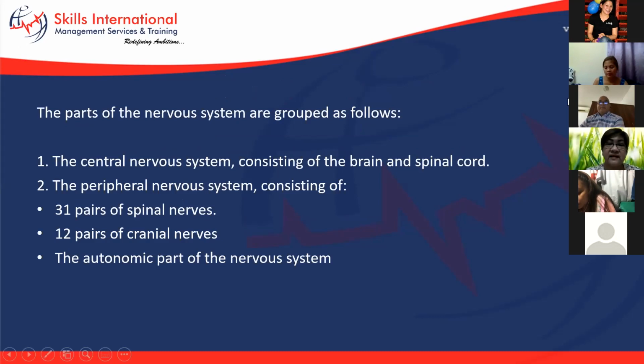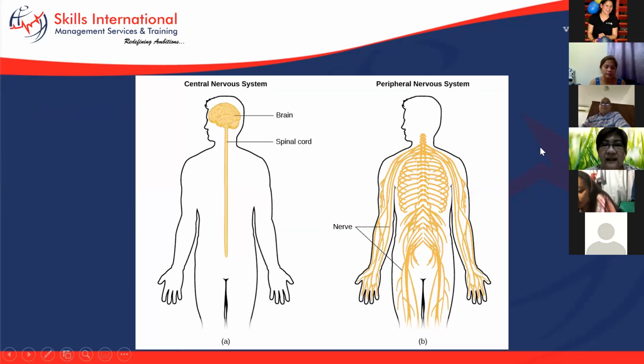The parts of the nervous system are grouped as follows. The central nervous system consisting of the brain and the spinal cord. The peripheral nervous system consists of 31 pairs of spinal nerves, 12 pairs of cranial nerves, and the autonomic part of the nervous system. Tignan natin sa diagram. Okay, so ito yung ating central nervous system and on the right is the peripheral nervous system. To the left, sabi natin, it consists of the brain and the spinal cord. Okay, so yung ating peripheral, doon sa going down below, doon sa mga extremities na natin. Okay, those are the peripheral. Tandaan ninyo, we have in the central nervous system, the brain and the spinal cord.